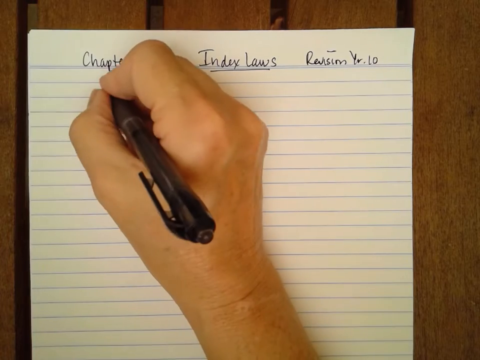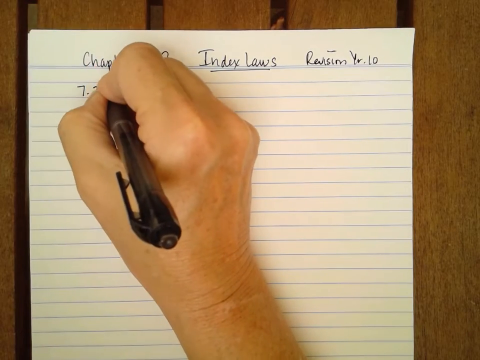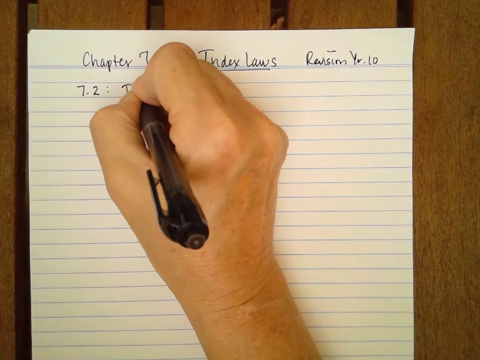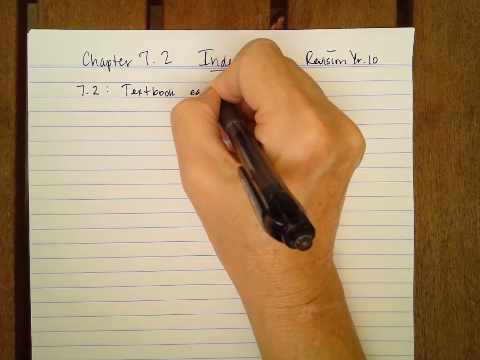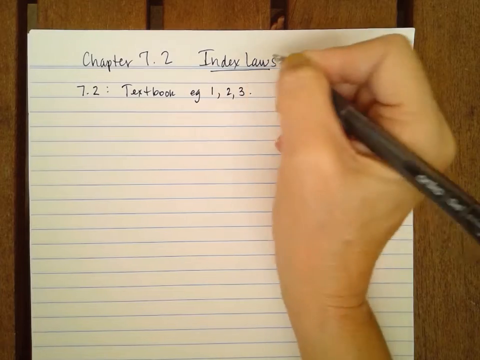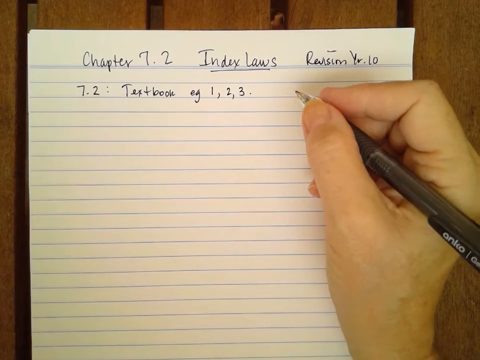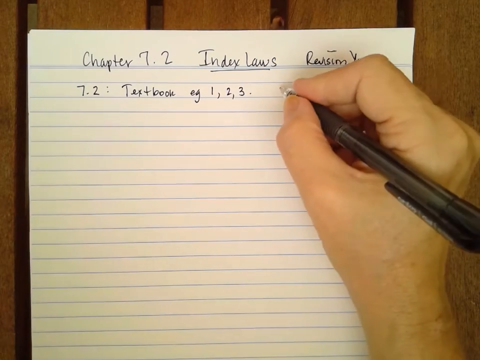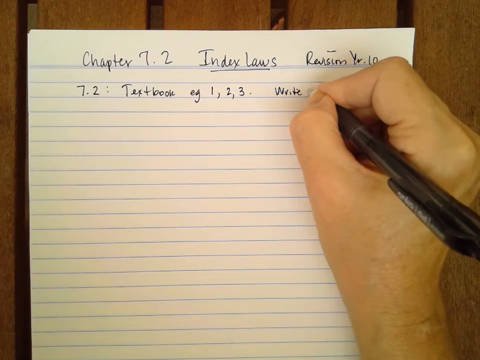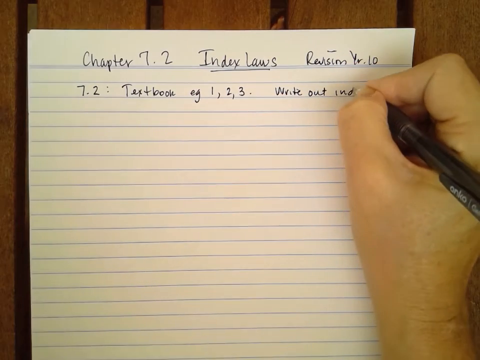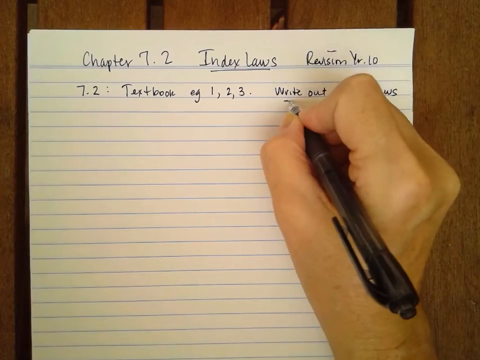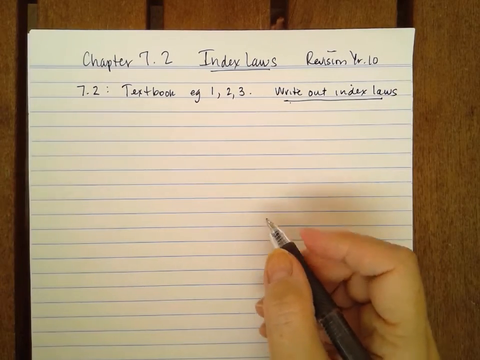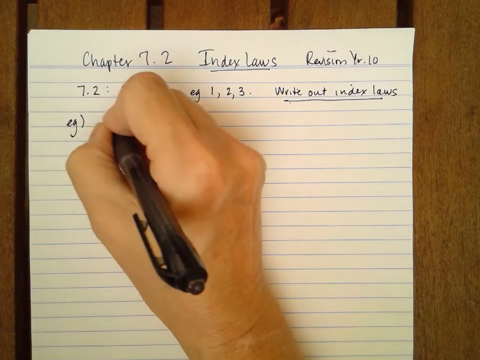All right, so I want you to do out of 7.2, out of your textbook, examples 1, 2, and 3, and please write them in your book, okay? And then also write out the index laws that are in the reading. Okay, you'll need those. Even put them in your study book. That would be good. I'll do example 4 with you.